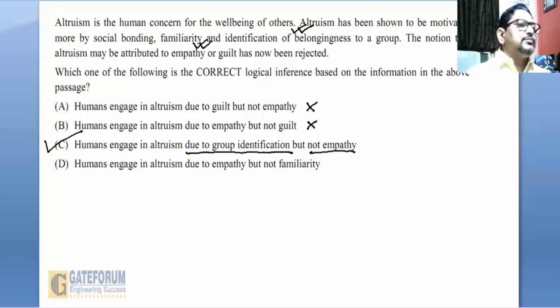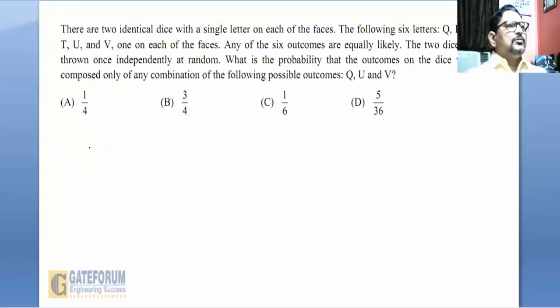Inference means conclusion. And the last one, obviously there can be only one correct answer, but since this is an explanation portion, I am dealing with the last one also. Humans engage in altruism due to empathy, which is again the wrong one. So this one will also be wrong. So hence option C will be the correct one for us. Let's go on to the next one.